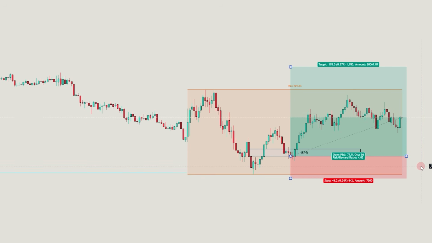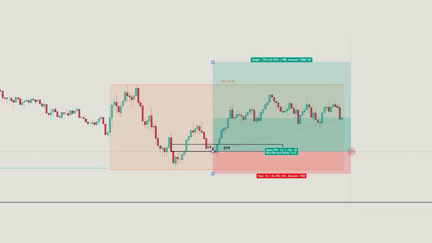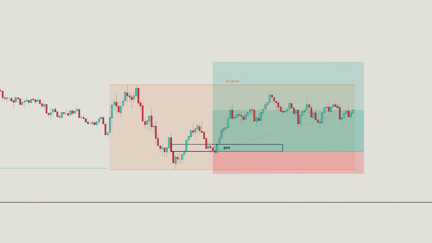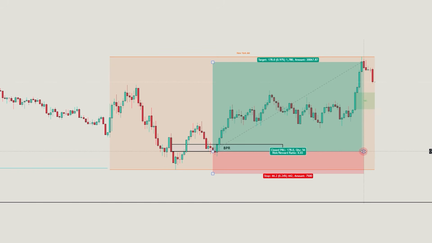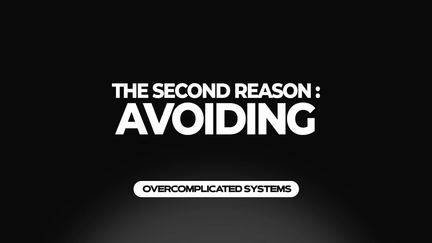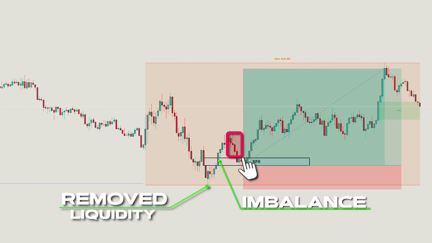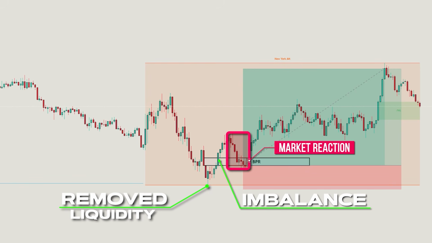While most traders use random signals, Venom looks at where the market is gathering liquidity, where the momentum is headed, and whether there is an institutional footprint to that movement through FVG, structure, and session timing. The second reason is to avoid overcomplicated systems. Venom does not require a bunch of filters, levels, zones, and confirmations. It teaches you to look at the market simply, where they hit, where they left an imbalance, and how the market reacted to it.